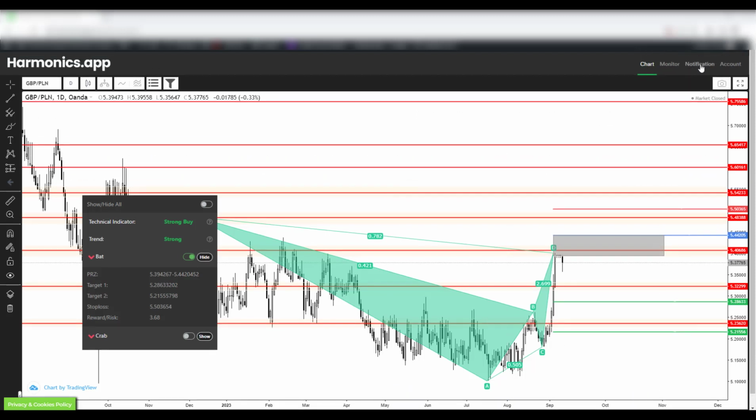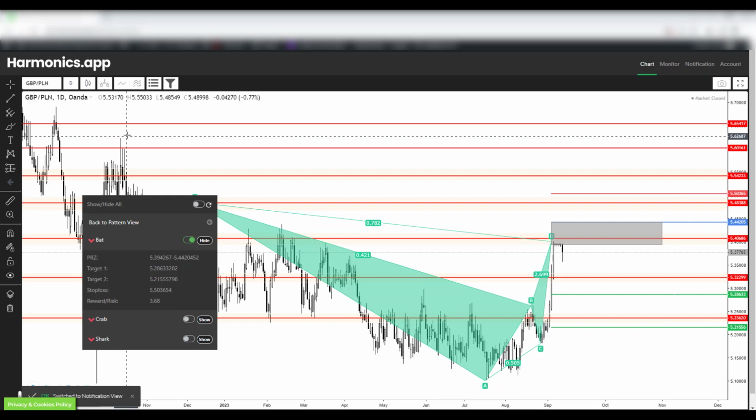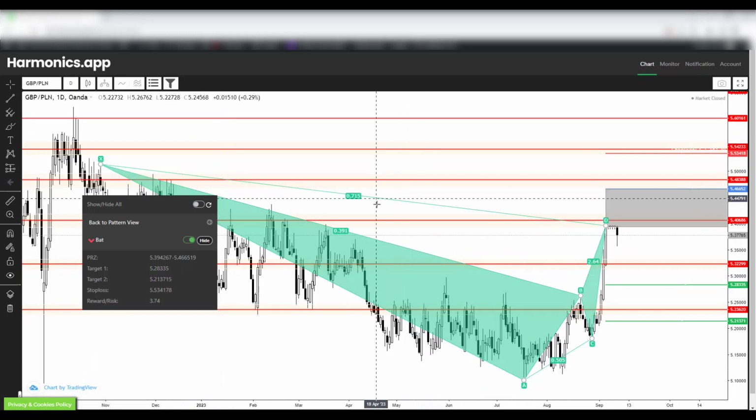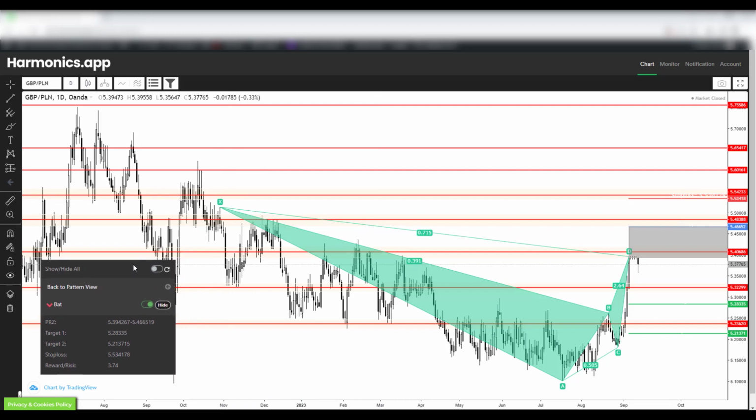We can see in the notification tab I have received a bat pattern on the daily time frame, which has formed here on GBP against Poland currency, and we can see how this looks.